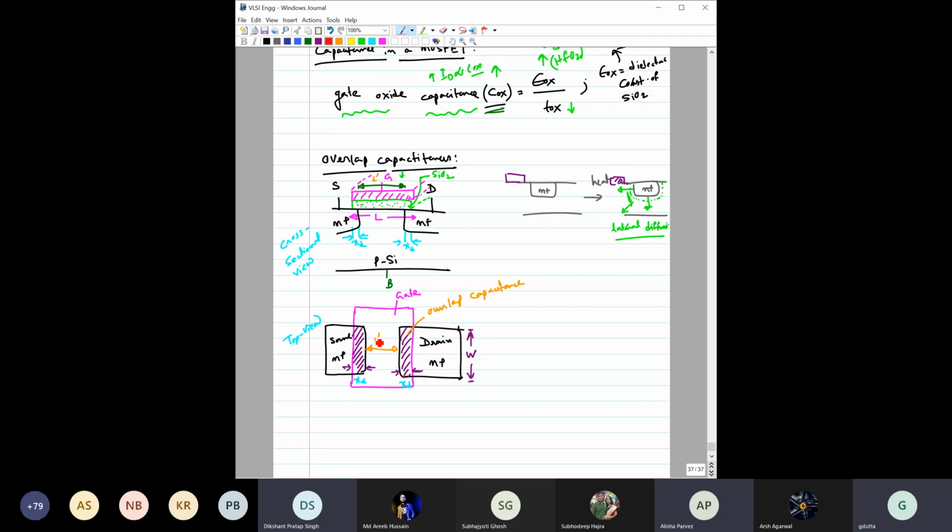It is very easy to estimate this type of capacitance. If you are considering the source side, we will write it as CGS naught, and on the drain side, we will write it as CGD naught. This naught, or O, stands for overlap. Can anyone help me, based on whatever we have discussed, how can we express this?